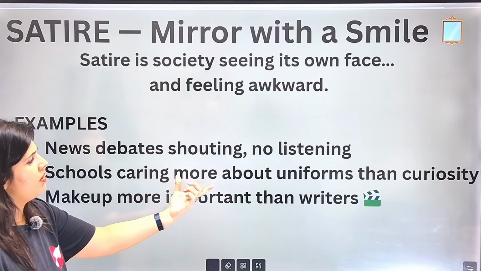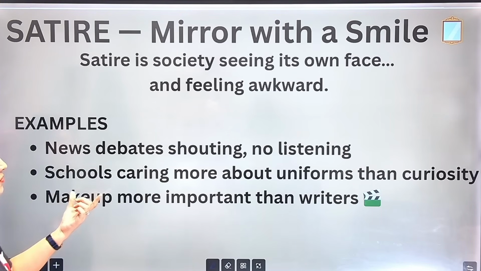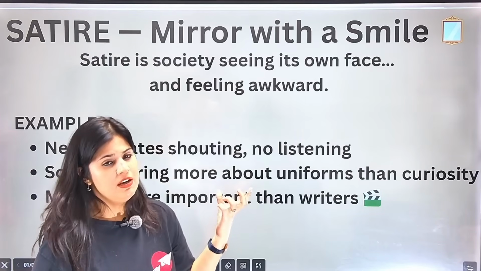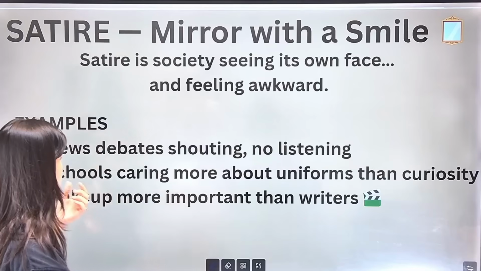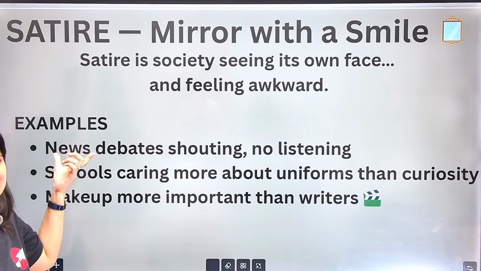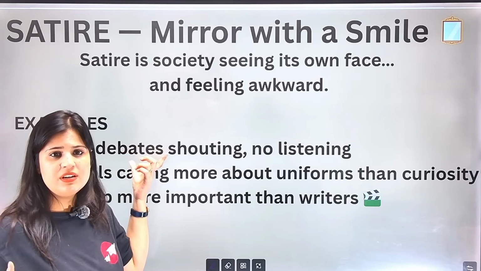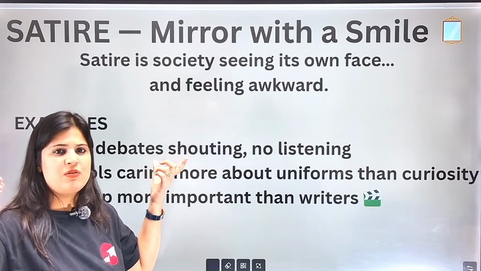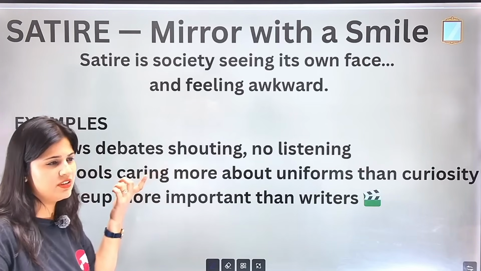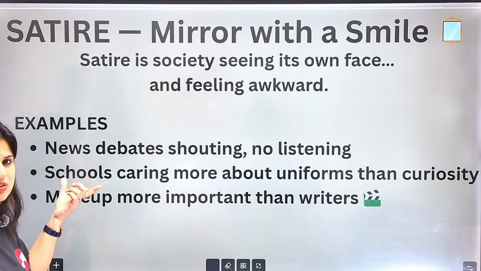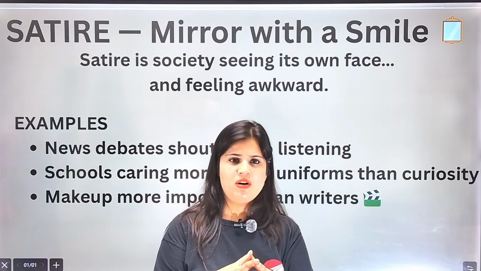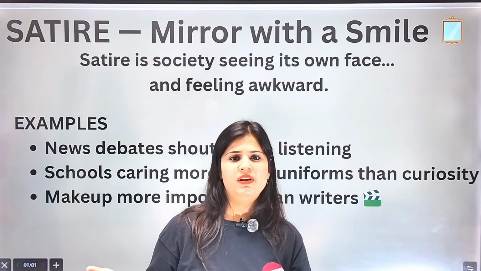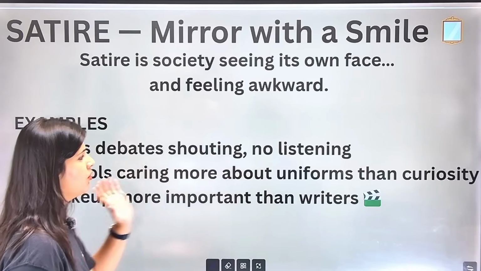Schools caring more about uniforms than curiosity, make up more important than writers. So all these are actually satires on different systems. If you think, this one is actually a satire on journalism, that everyone is shouting and no one is listening. So what kind of debate is that? Then on the school system, the education system, when schools are more focused on getting their students dressed properly than imparting knowledge. So that is one.